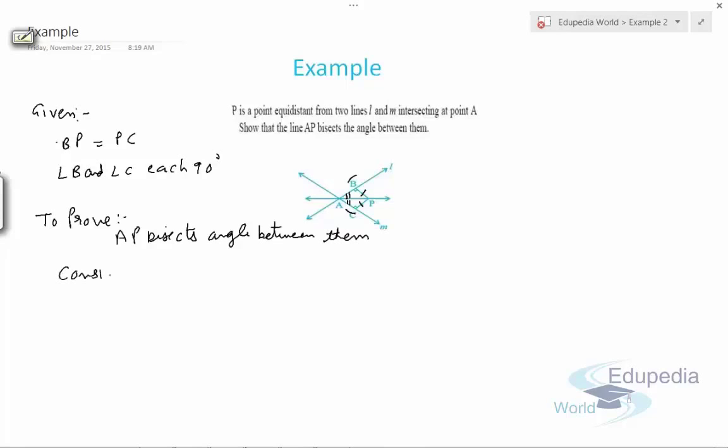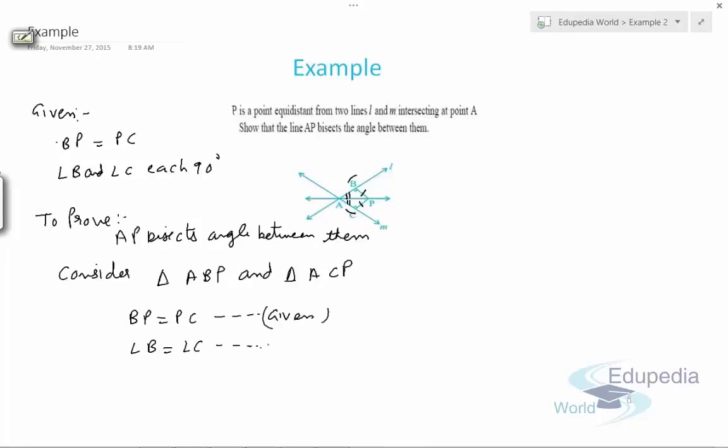We need to consider two triangles, triangle ABP and triangle ACP. Let's see how we can prove this. It's given that BP equals PC, angle B equals angle C, each 90 degrees, and AP equals AP, which is the common side.